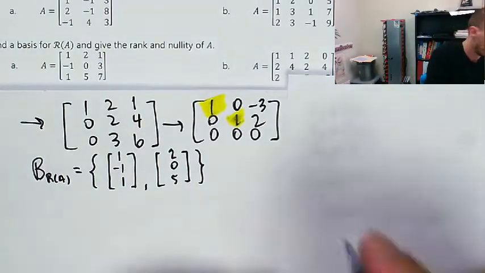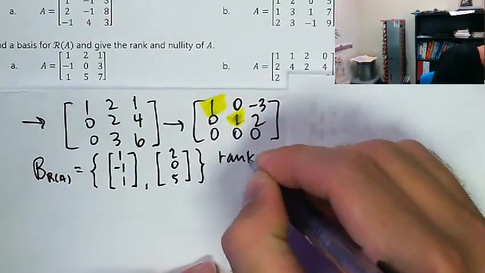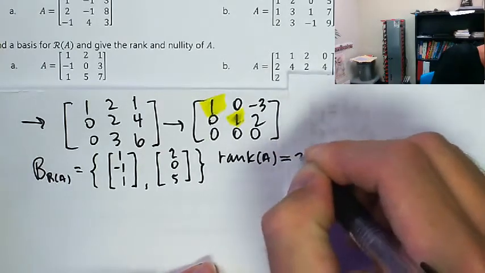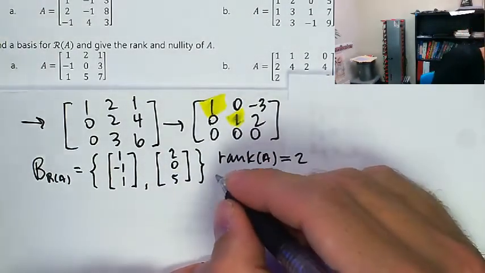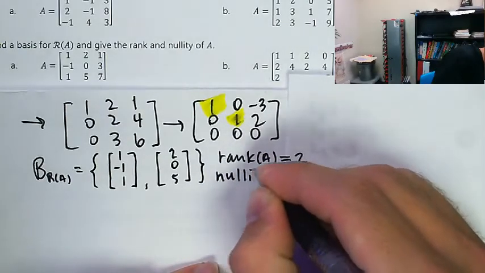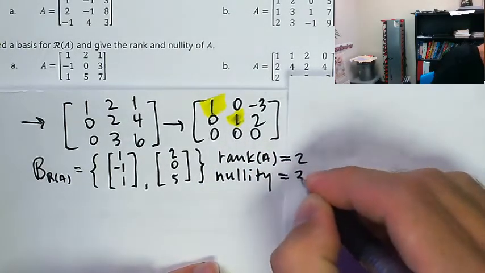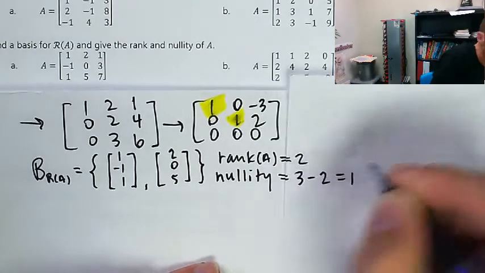That means that the rank of A is equal to 2, because there are 2 vectors in the basis for the range. And then the nullity is equal to the number of columns minus the rank, which is going to be 1.